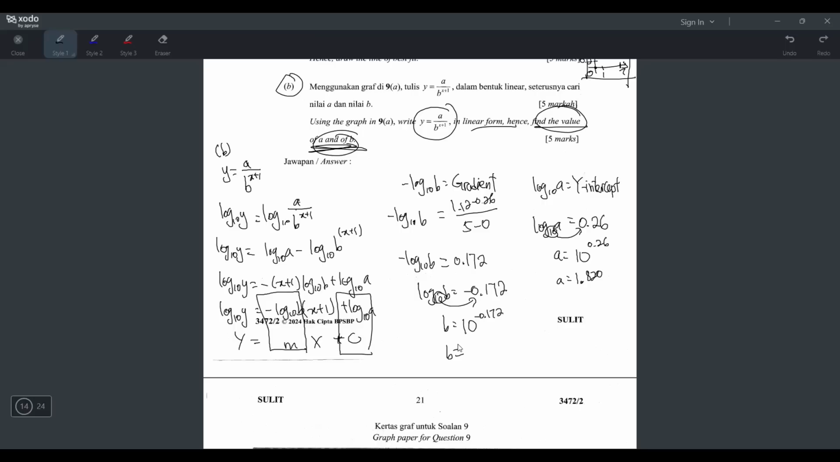Okay, I got 0.6729. So if I write in 4 significant figures, 0.6729, but the next digit is 7. So I have to plus 1. So 29 plus 1 is 30. So this is the answer if I write in 4 significant figures.